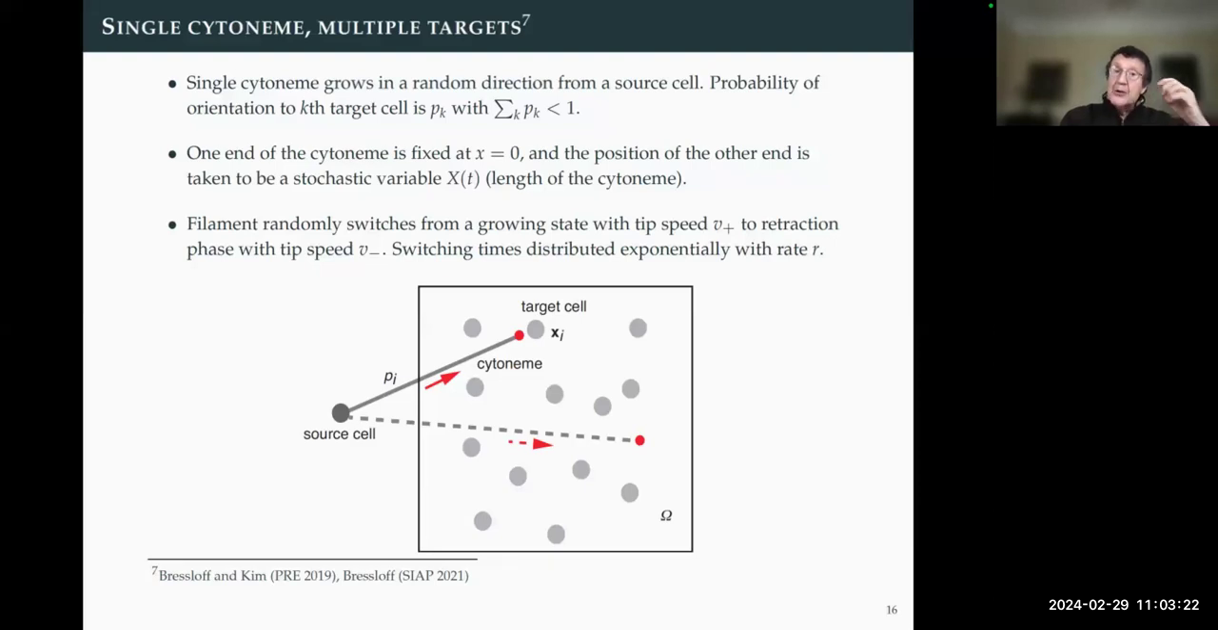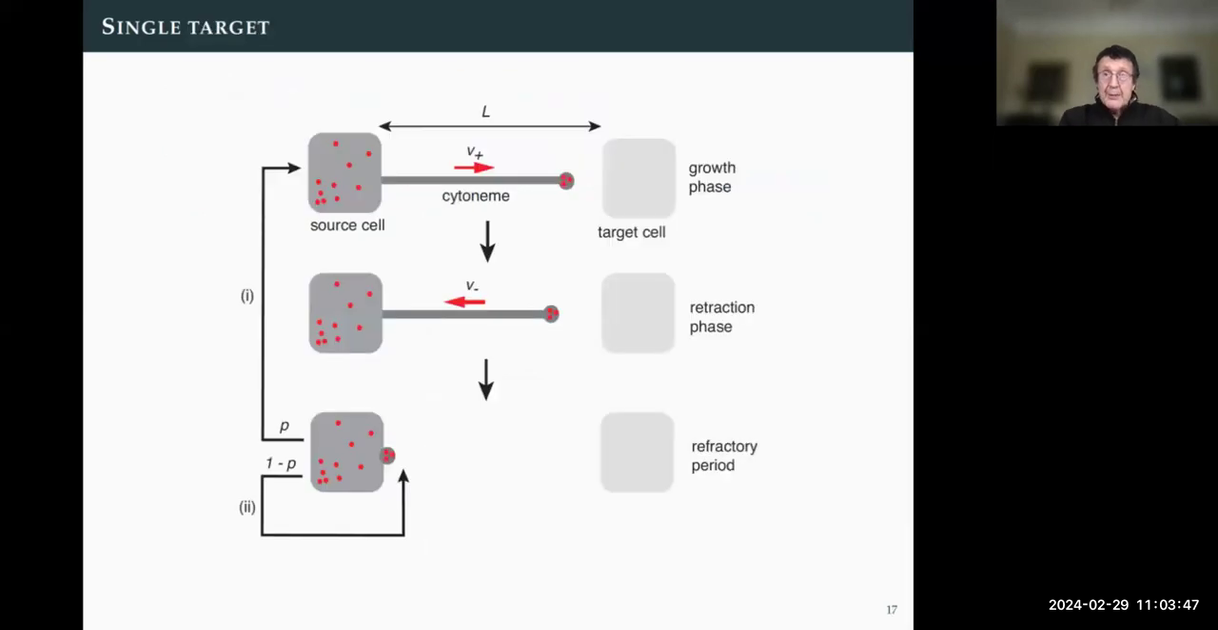In order to deal with failure, we have to allow for the possibility that with some probability, the cytoneme can stop searching and shrink back to the source cell. This is a perfect example of something that's very popular in the theoretical physics community at the moment, stochastic resetting. And so what I'm going to do is model this process using stochastic resetting. So this is the basic picture.